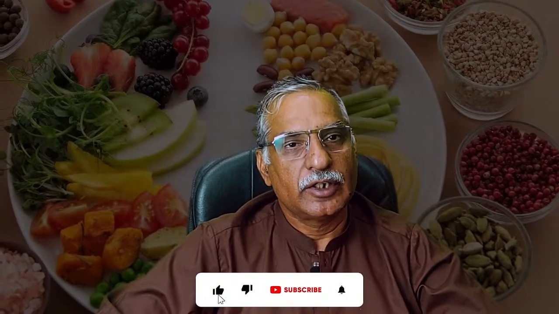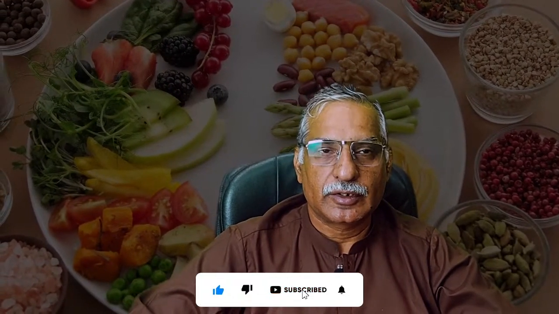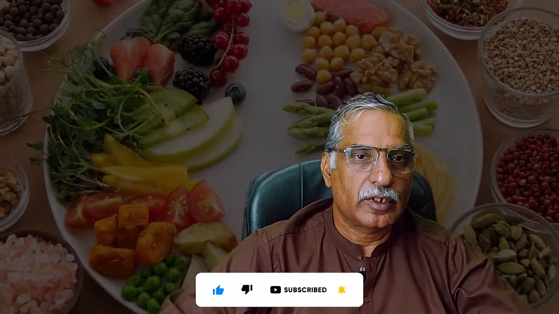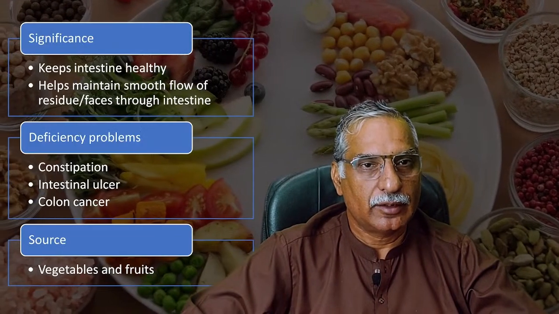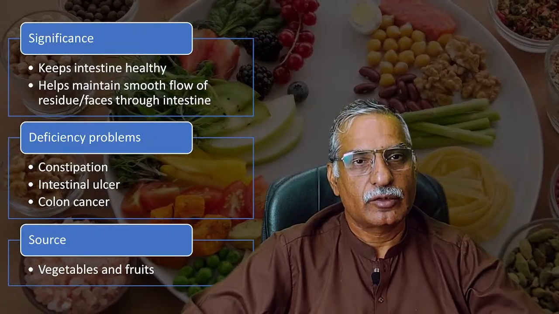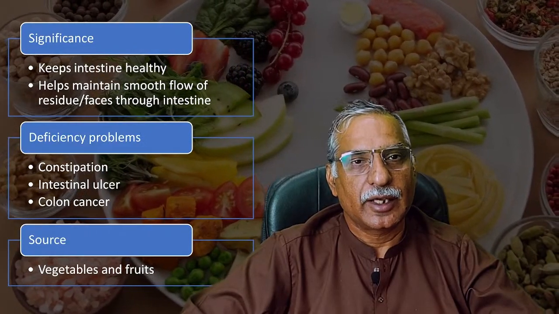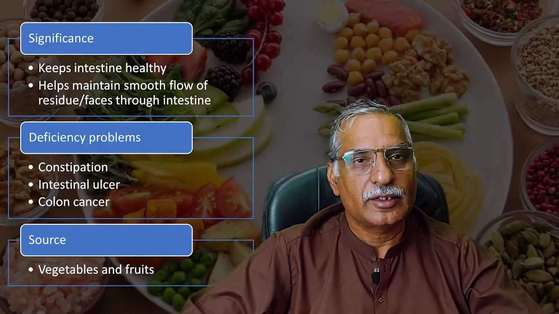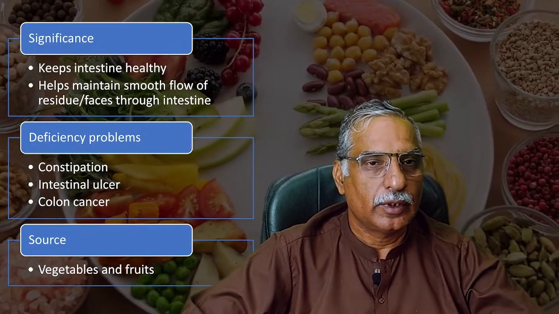Dietary fiber, generally known as roughage. This dietary fiber is very important to us because it keeps our intestine healthy, it prevents constipation, and it reduces the chances of developing intestinal cancer. What is this dietary fiber actually made up of?